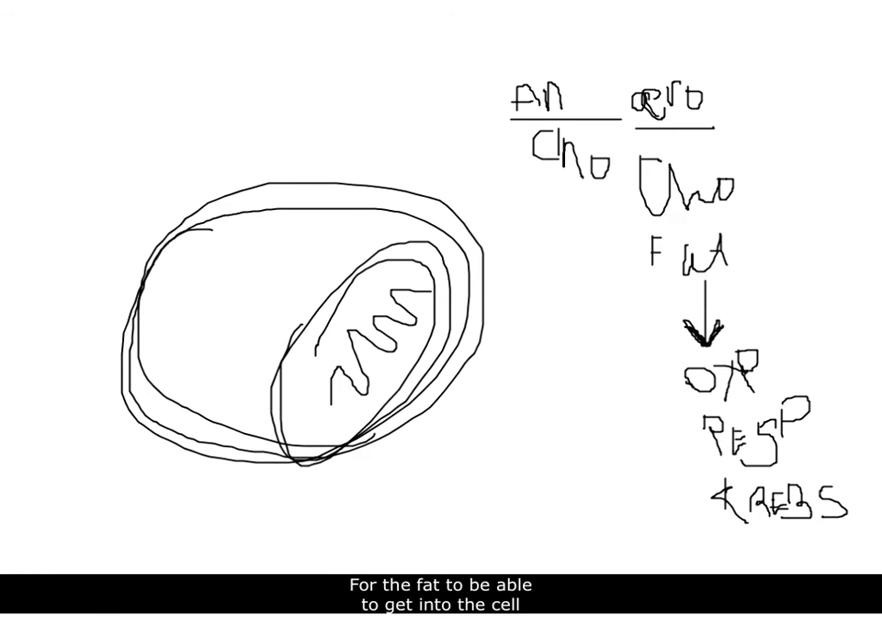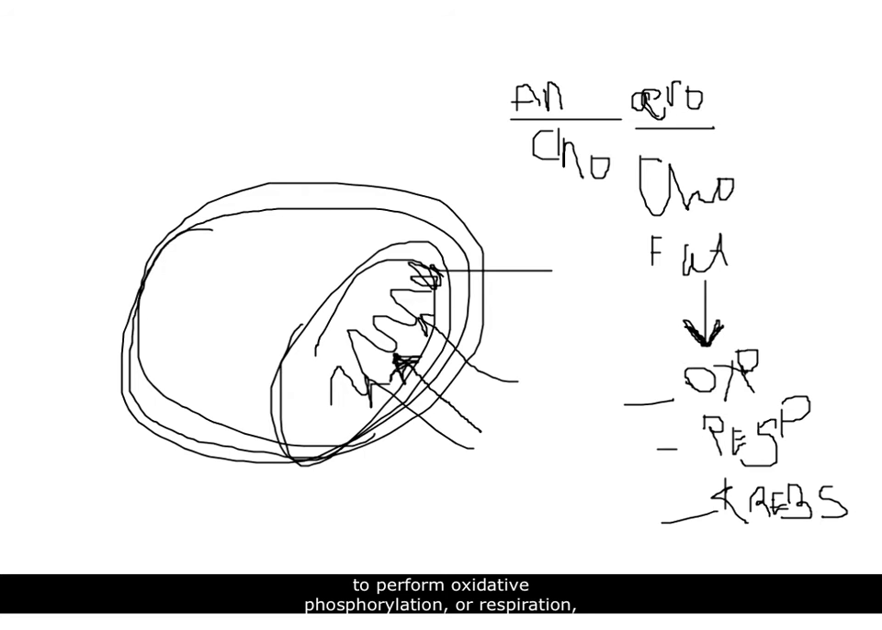For the fat to be able to get into the cell and into the mitochondria to be broken down for aerobic exercise, it takes an enzyme called carnitine transferase. Now, we obviously make that enzyme, but the theory is that if you supplement carnitine, if you take it as part of your diet or as a supplement, it will allow you to synthesize more of that enzyme, and you will be able to pull more fat into the mitochondria, therefore increasing your ability or capacity to perform oxidative phosphorylation or respiration or the Krebs cycle, whatever you want to call it.